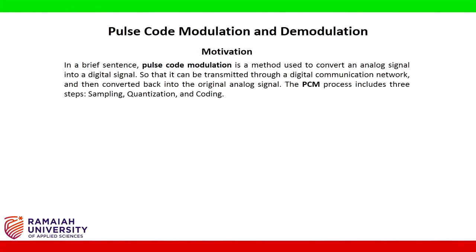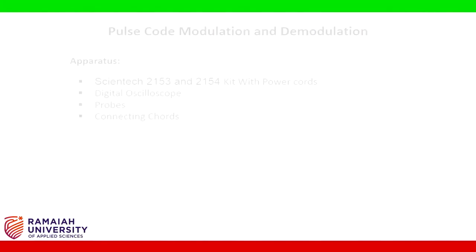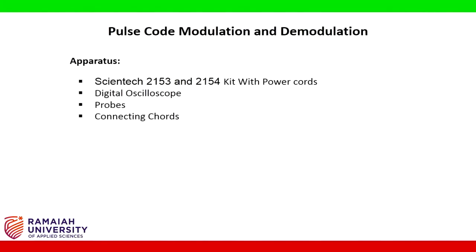The PCM process includes 3 steps: sampling, quantization, and coding. Pulse code modulation is having sampling, quantizing, encoding as steps. The apparatus required are Syntec 2153 and 2154 kit with power cords, digital oscilloscope, probes, and connecting cords.